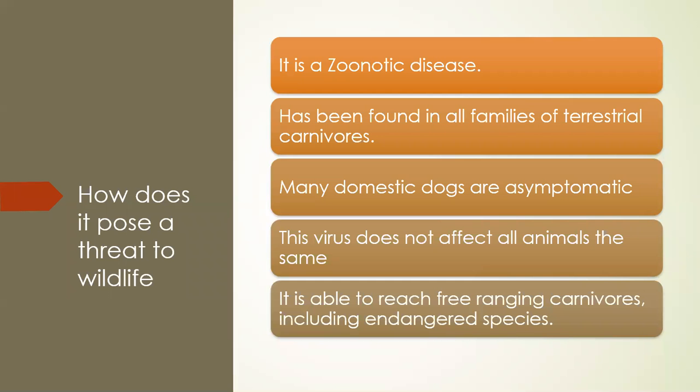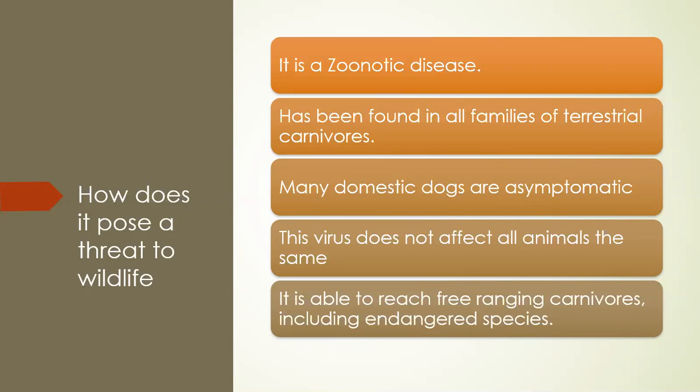How does it pose a threat to wildlife? It's a zoonotic disease, which means that it can be spread to all different kinds of wildlife. It has been found in all families of terrestrial carnivores. Many domestic dogs are asymptomatic, so that means they will carry the virus without showing any symptoms, just transporting it from one host to another.